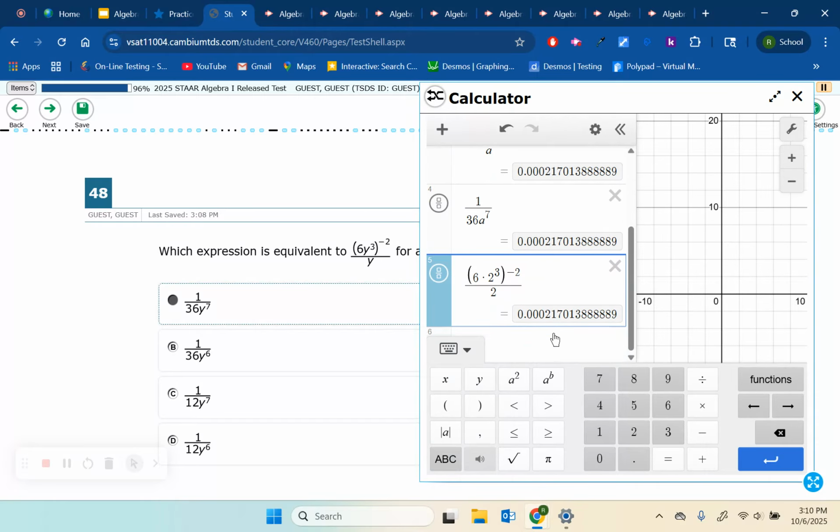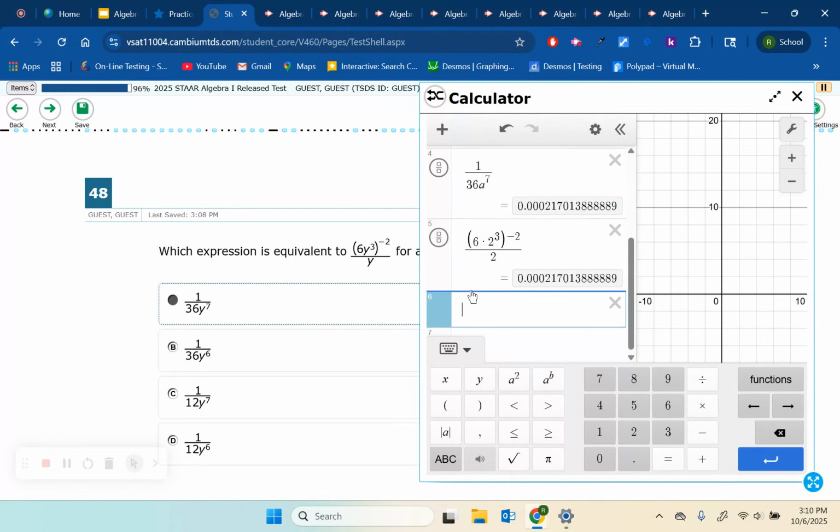See what I did there? All I did was make the y a 2. I just plugged in 1 divided by 36 times, because the next letter means times. And instead of the y, it's going to be a 2. Like I said earlier, we're using a 2. And raise that guy to the 7th power. And I'm getting the exact same numbers all over again. So there are 2 different ways you can do it.